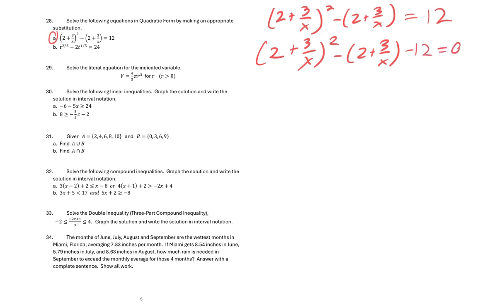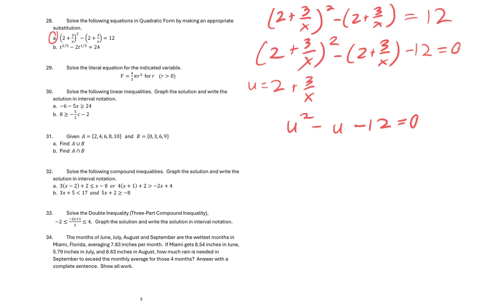Now this question really wants us to make a substitution. So we see that we have a (2 + 3/x) squared and a 2 + 3/x. That makes us want to set 2 + 3/x equal to something. I'm going to say it's equal to u in this case. So now we have u² − u − 12 = 0, right? That puts us back in our normal quadratic form.